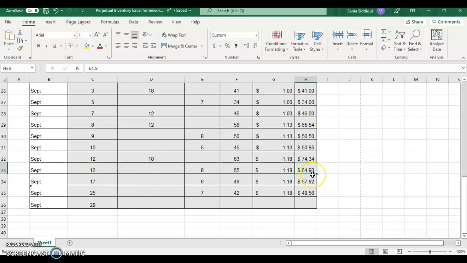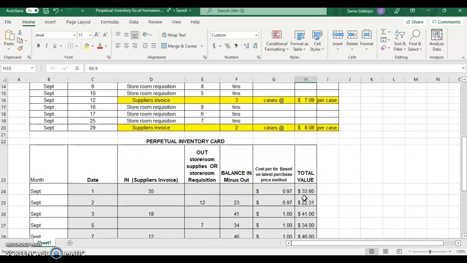So now on September 16th, we lose about 55 cans. So we get a total value of $64.90. September 17th, we lose about 8 cans. Total value is $57.82. September 25th, we lose about 7 cans. Total value is now $49.56. Last but not least, on September 29th, we scroll up.